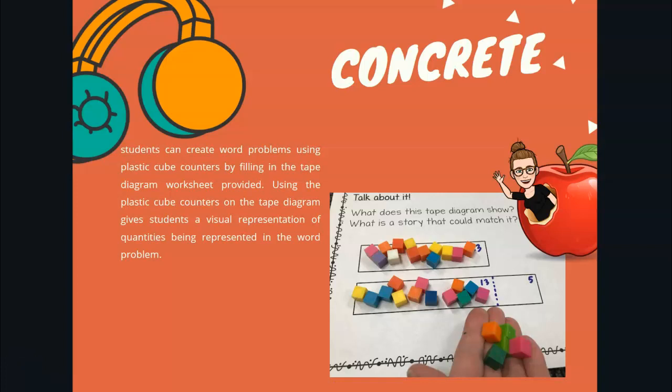A concrete activity students can participate in would be creating word problems using plastic cube counters by filling in the tape diagram worksheet provided. When filling in the tape diagram with the plastic counter cubes, it is giving the students a visual representation of the quantities that are being represented in their word problem.